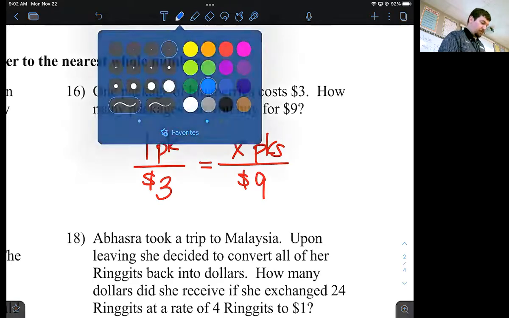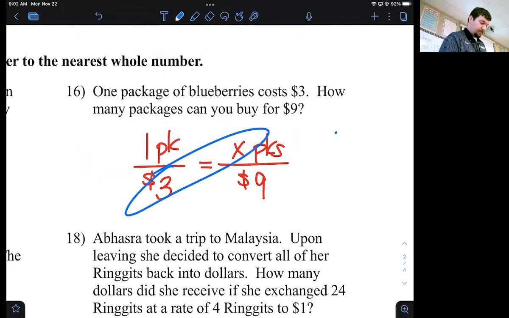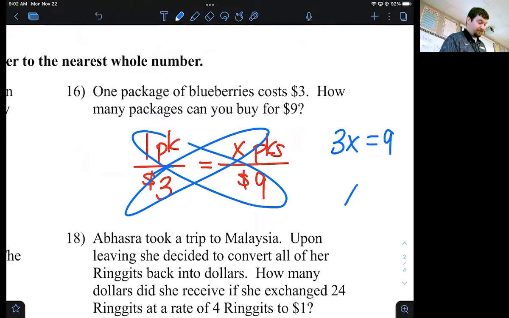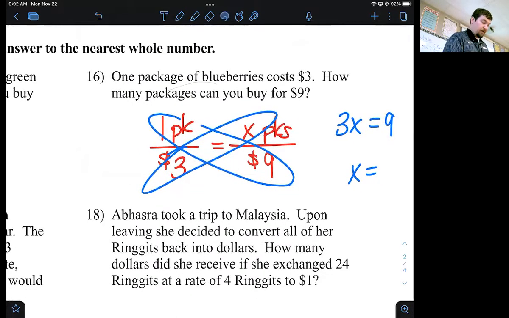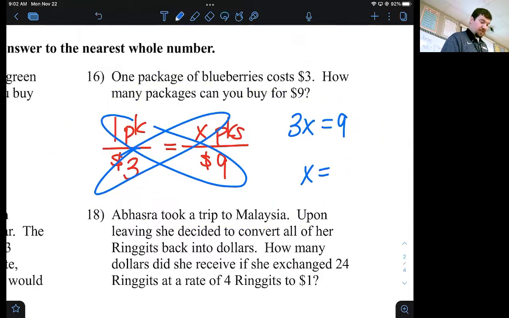Okay, real quick, what's 3 times X? 3x. What's 1 times 9? What's 9 divided by 3? 3. And what does X stand for? Packages, not dollars. If you put dollars, you get it wrong. You get minus a half point on tomorrow's quiz. So make sure you're labeling it correctly. Just put 3 packages. That's why I like labeling the ratio here, so I know I'm getting the right label.